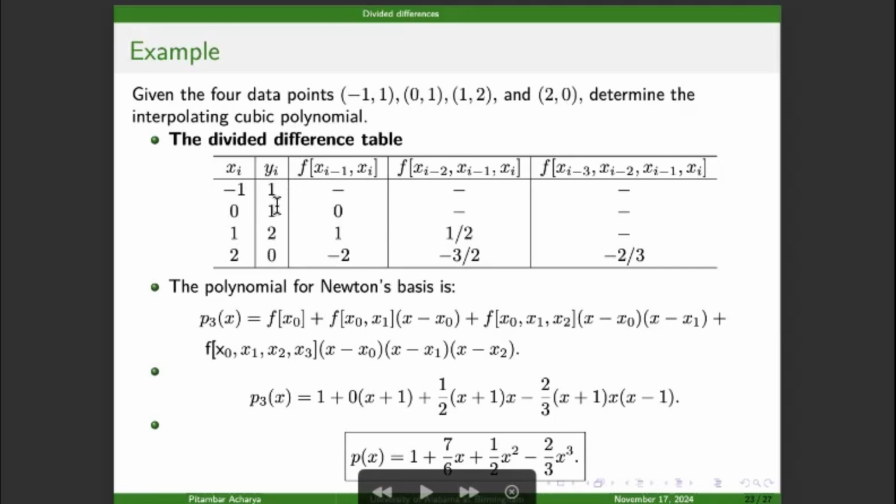We use the formula for the divided difference. So this is 1 minus 1 divided by 1 minus 1, which will be 0. This is the quantity we get. This will be our C1, and this 1 will be the C0. So we ultimately construct the coefficient f of x0, the coefficient f of x0, x1, and the coefficient f of x0, x1, x2. These are nothing but C0, C1, C2, C3, because we are constructing the cubic polynomial. Substituting the values of C0, C1, C2 into the Newton polynomial, we get the Newton polynomial interpolant as P(x) equals 1 plus 7/6 x plus 1/2 x squared minus 2/3 x cubed.